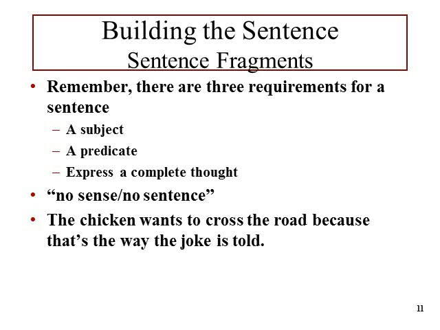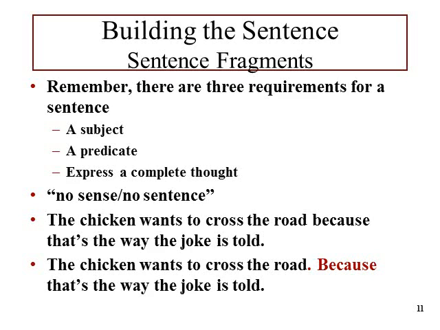But if we had something like this, the chicken wants to cross the road. Okay, that could also be a sentence. We see our subject and we see our verb. But the second part, because that's the way the joke is told, that's a fragment. That can't really stand on its own, even though you've got the way and the joke and is and all that. This can't stand on its own. It's a fragment. Take a look at self-assessment G.